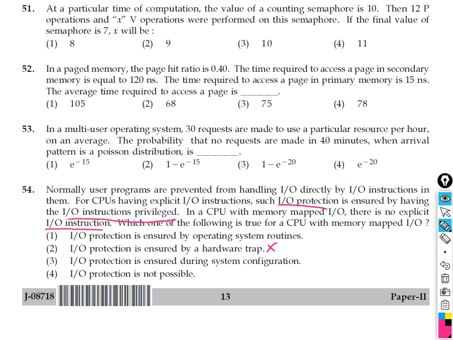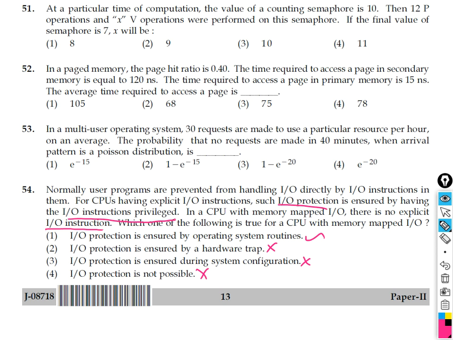IO protection is ensured during system configuration. This is also not correct. IO protection is not possible. This is also not correct. Definitely IO protection must be provided. So that will be taken care of by the operating system routines, because in a memory mapped IO, the CPU is busy with memory mapped instructions. So the protection must be provided by the operating system routines.